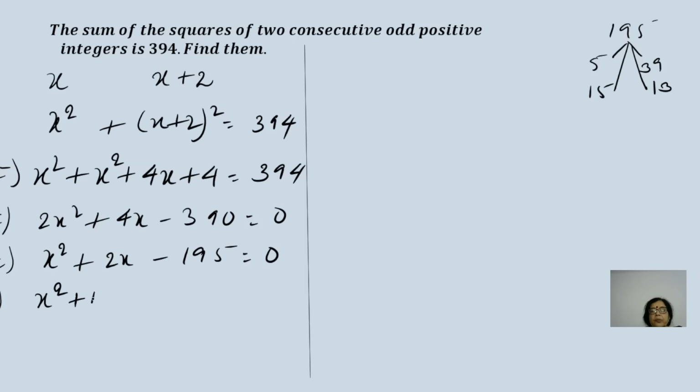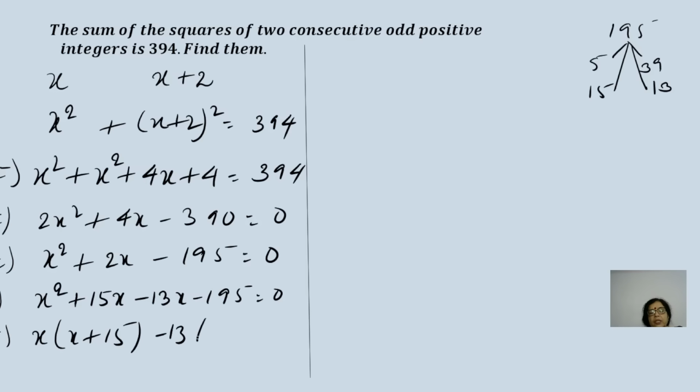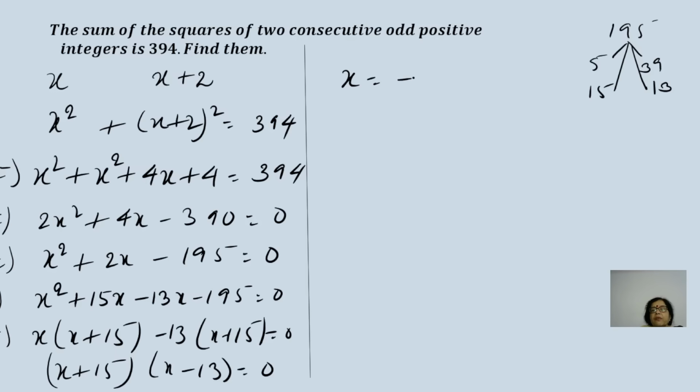So we can write this as x squared plus 15x minus 13x minus 195 is equal to 0. So this becomes x (x plus 15) minus 13 (x plus 15) is equal to 0. So one factor is x plus 15 and the other factor is x minus 13, equal to 0. Equating each one of them to 0, we get x as minus 15 or x as 13. Now both the solutions are not possible because the question says positive integers. That means we have to take the value of x as 13 only. So obviously the next number will be 13 plus 2, that is 15. So this is the solution.